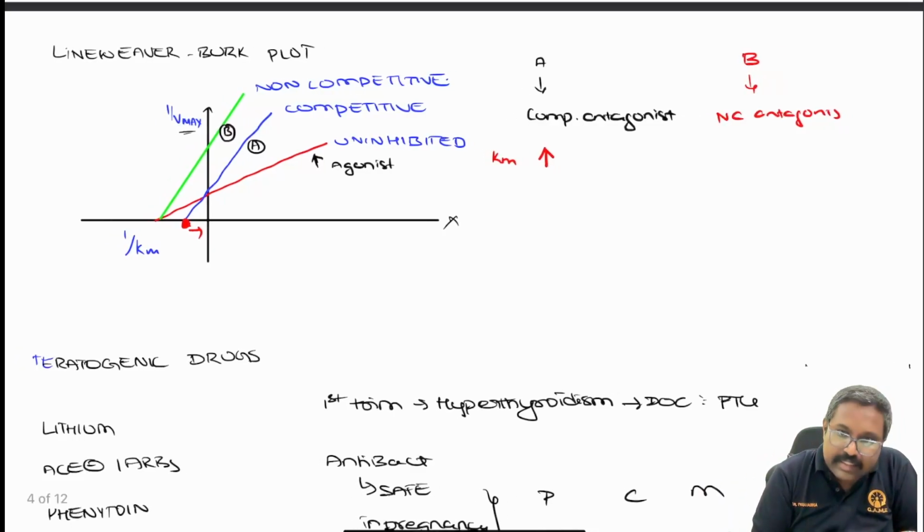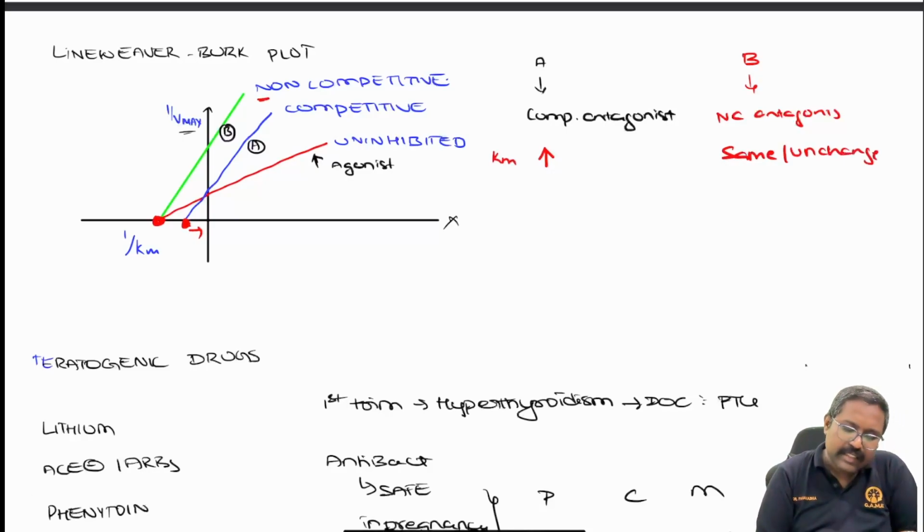So here the Km remains the same with respect to the non-competitive. Here it is the same, that is unchanged. Same or unchanged. Whereas one more thing is the Vmax. What will happen to the Vmax?